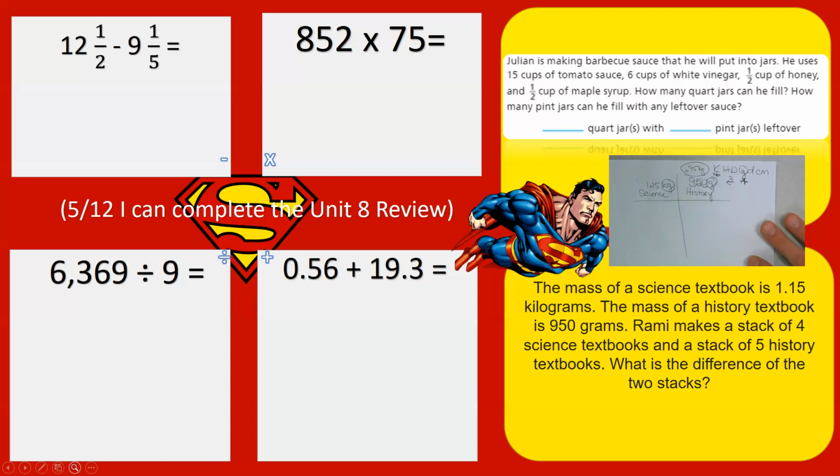We're happy with that. The science has 4 of them. So 1.15 times 4. And then history has 5. So 0.95 times 5. So now I'm going to see what each stack weighs. 5 times 4 is 20. 4 times 1 is 4, 5, 6. 4 times 1 is 4. And then there was 2 decimal numbers in it, so there's going to be 2 decimals in my answer. This is the total weight of this side.